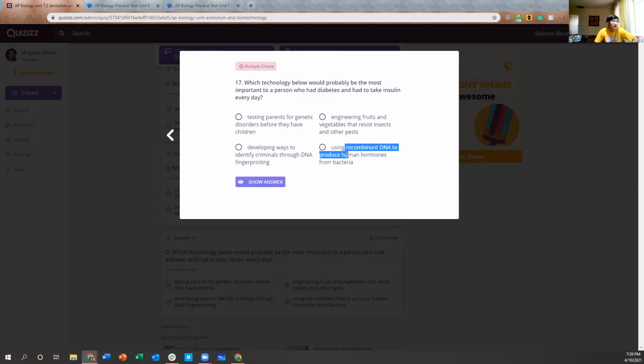Recombinant DNA with the restriction enzymes: you cut off the insulin gene from the human cell, and you put that into the plasmid in bacteria, and you connect it using ligase. Once that's connected, you have recombinant DNA, and now the prokaryotes, the bacteria, can produce the insulin for us, and we can just take that insulin. So that would be D, using recombinant DNA to produce human hormones from bacteria.